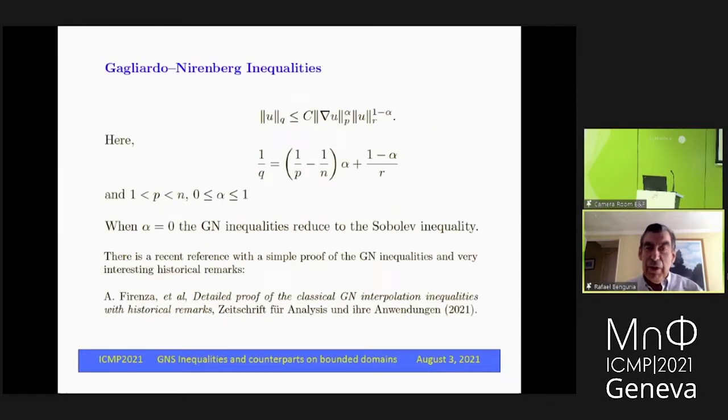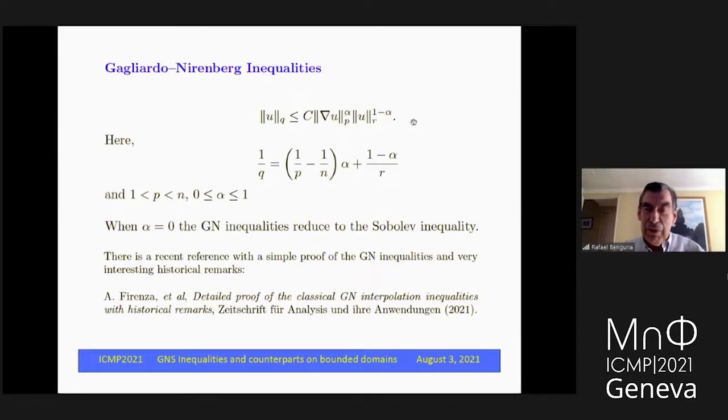The Gagliardo-Nirenberg inequalities are a generalization of the Sobolev inequalities. I mean, the general class of inequalities is more general than what I have written here. They connect the Lq norms of u with the Lp norms of the gradient of u and the L2 norm of u. There are several parameters here, connected through this equation. And here there is a typo: when alpha is equal to 1, the Gagliardo-Nirenberg inequality reduces to the Sobolev inequalities that we all know.